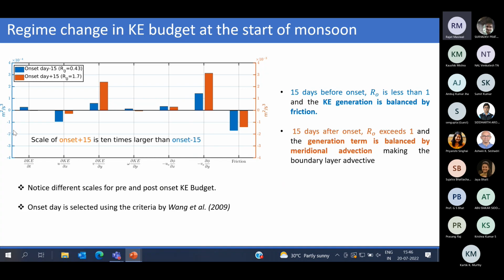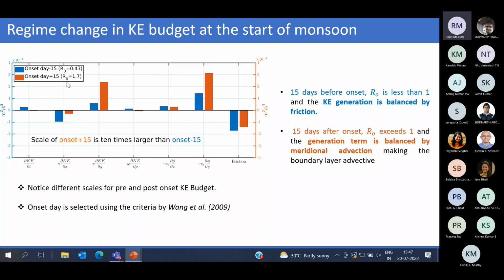We also look at the balances 15 days prior and 15 days after the onset. Here the onset day is selected using the criteria by Wang et al. 2009, which uses the 850 hectopascal zonal winds as a metric for quantifying the onset of monsoon. Using that criteria, we see that 15 days before the onset, the local Rossby number is 0.43, less than 1, and the frictional term dominates. The frictional term mostly balances the generation coming from the meridional term.